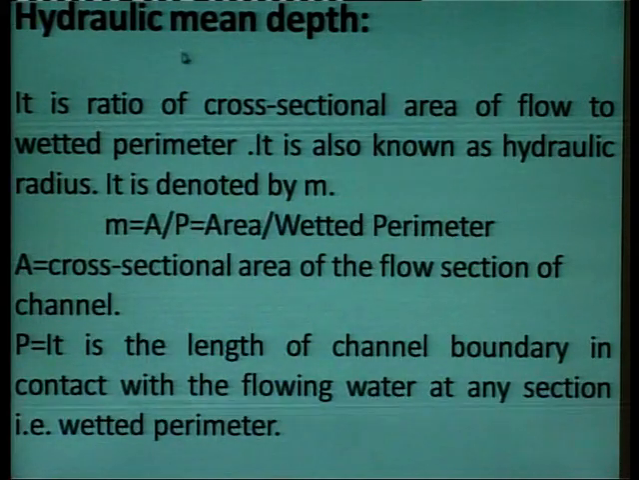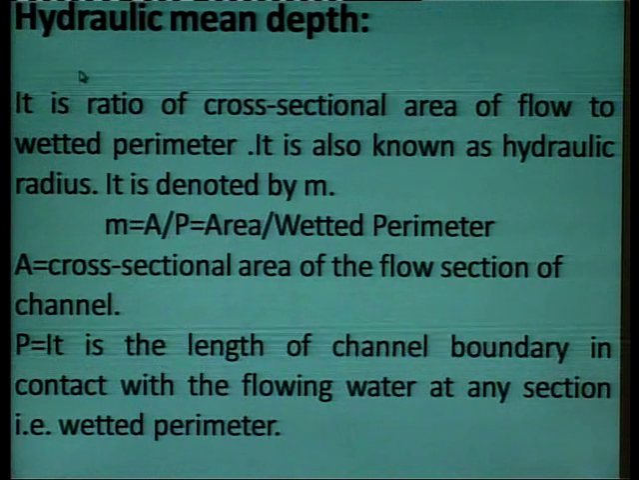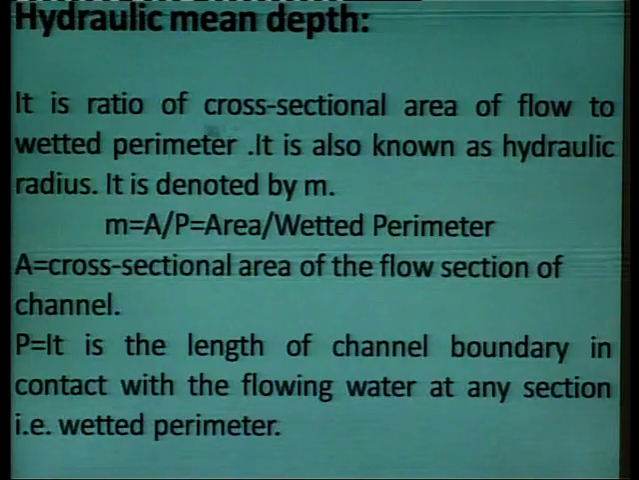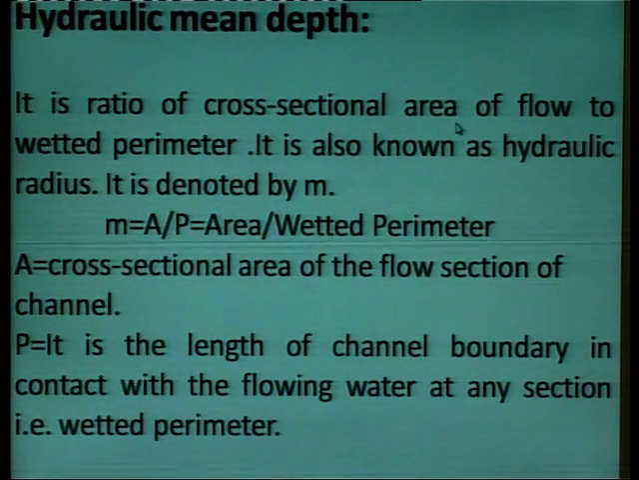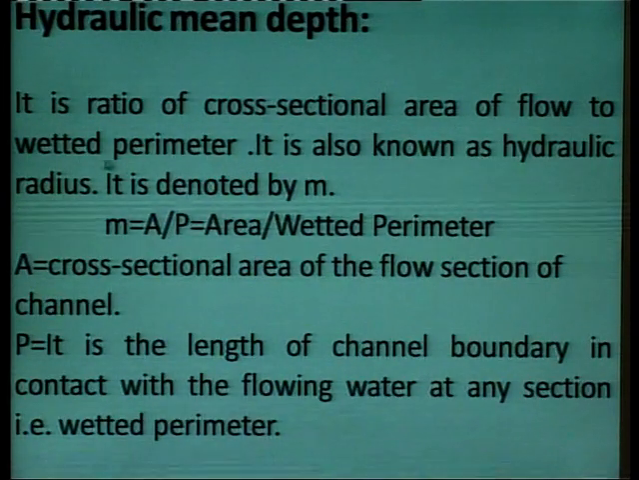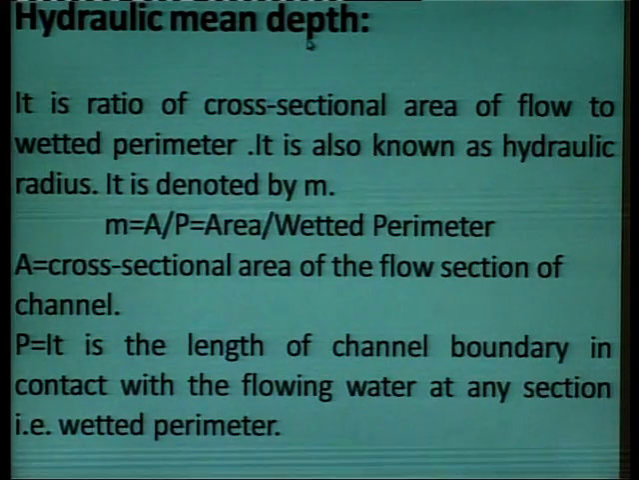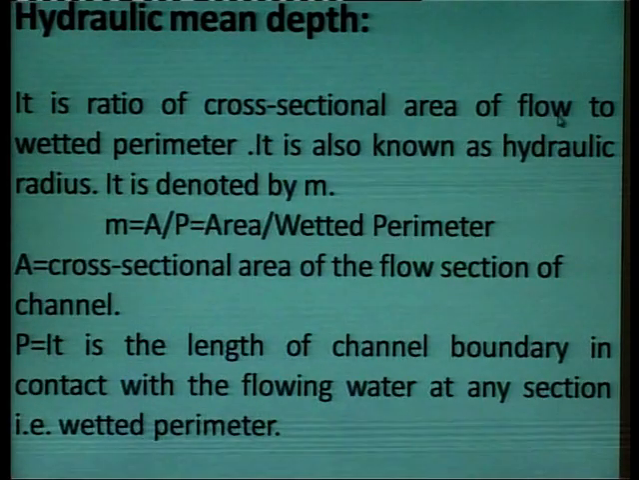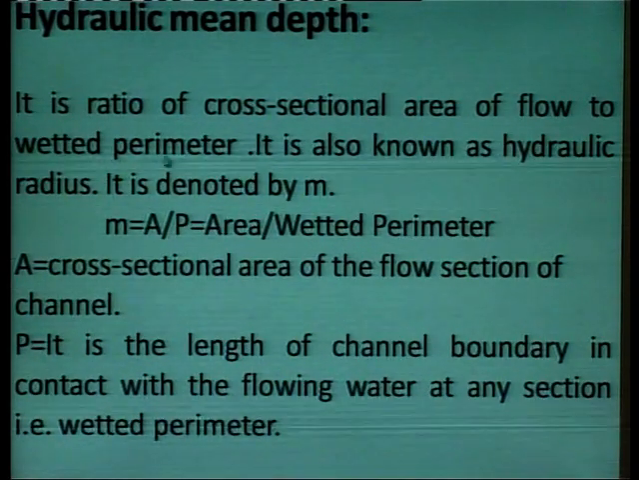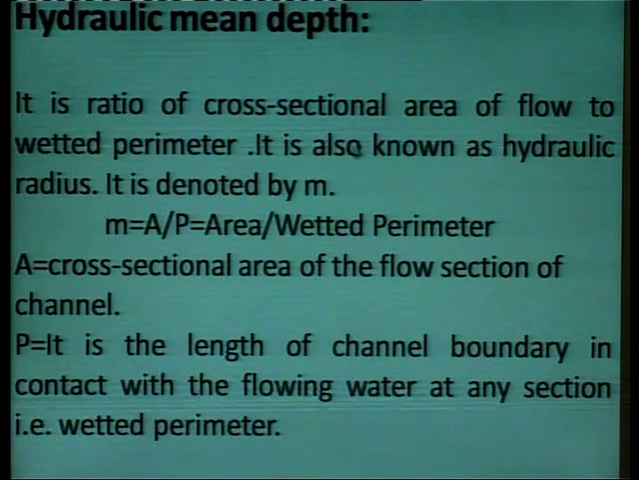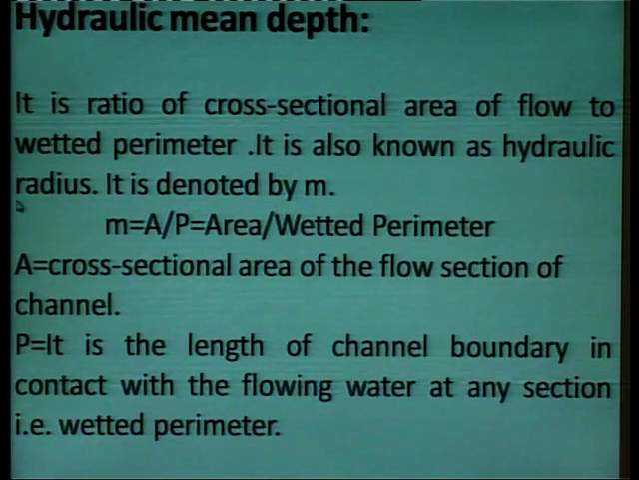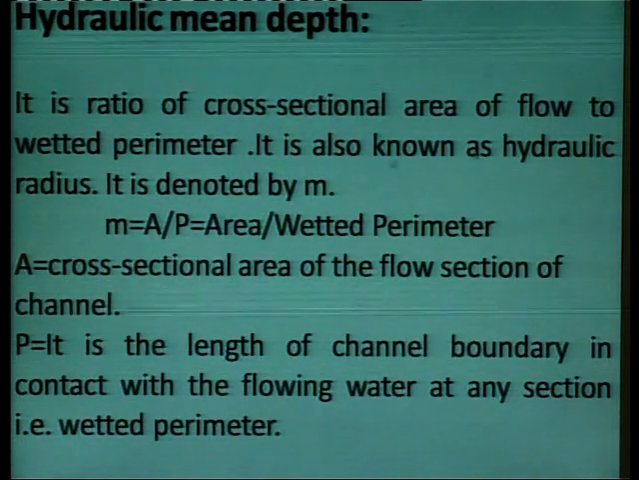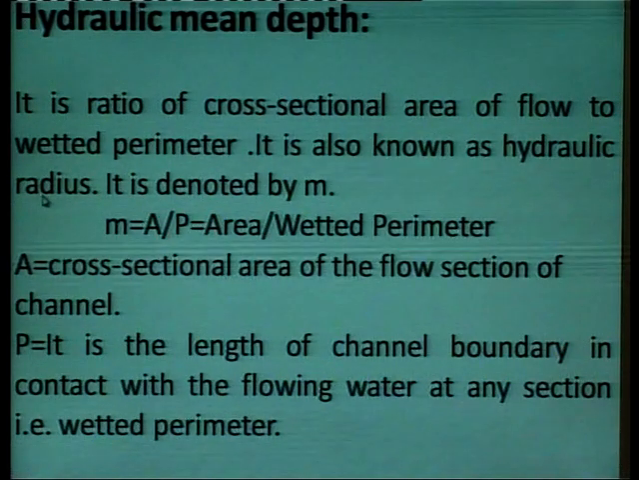So, what is hydraulic mean depth? Hydraulic mean depth is the ratio of the cross-sectional area of the flow to the wetted perimeter. It is also known as hydraulic radius. So, the hydraulic mean depth has a second name, that is known as the hydraulic radius.